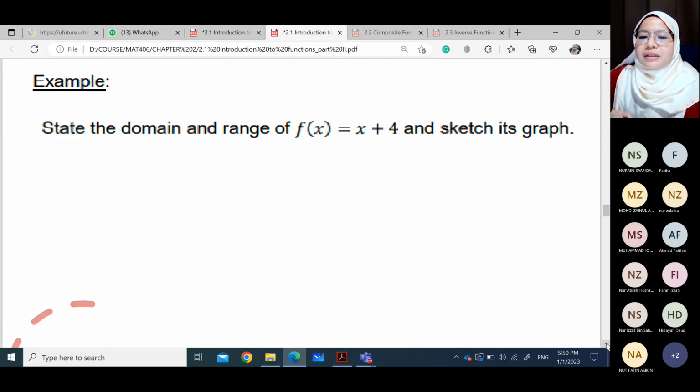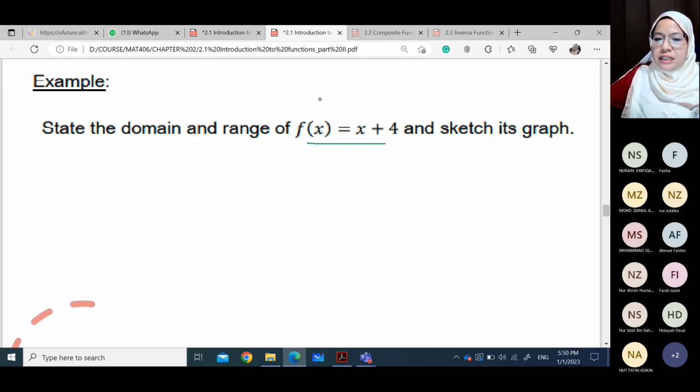Okay, so example, state the domain and range of f(x) = x + 4. So this is our function. For the domain, x can be any real number, so you can take any value of x. And y is based on this function, so f(x) is y.